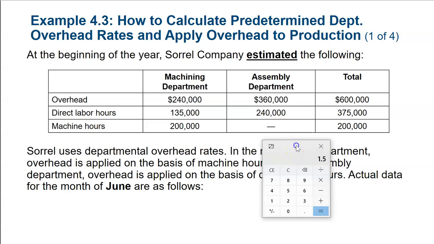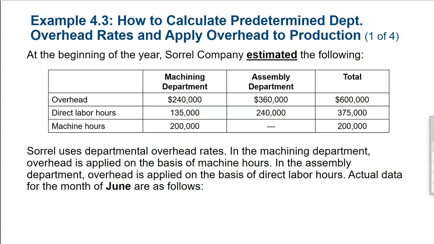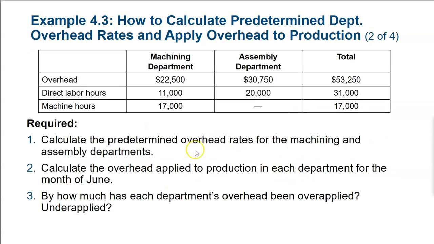So, going back to the other slide then, calculate the predetermined overhead rates for machining. We already did it. It was $1.20. And assembly, we already did that too, $1.50. Calculate the overhead applied to production in each department for the month of June.